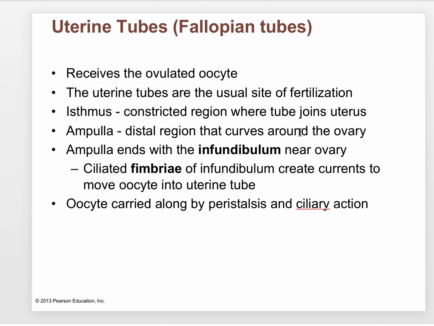We talk about the fallopian tubes. This receives the ovulated oocyte. The uterine tubes are the usual site of fertilization. The isthmus is the region where the tubes join the uterus. The ampulla is a distal region that curves around the ovary. The ampulla ends with the infundibulum near the ovary, and the ciliated fimbriae of the infundibulum create currents that move the oocyte into the uterine tube. The oocyte is carried along by peristalsis and ciliary action.